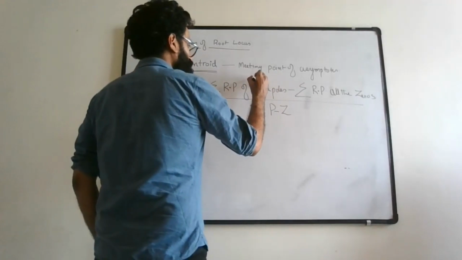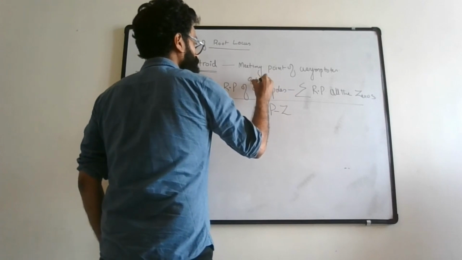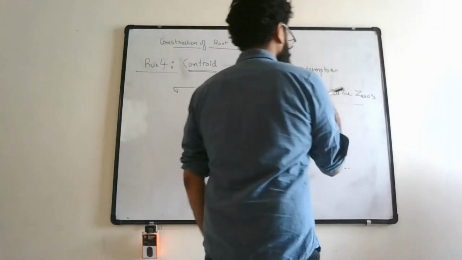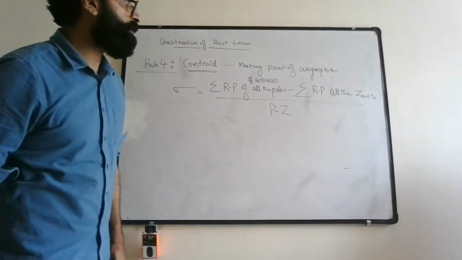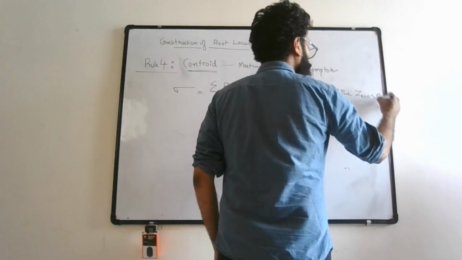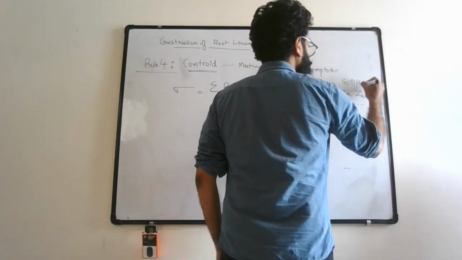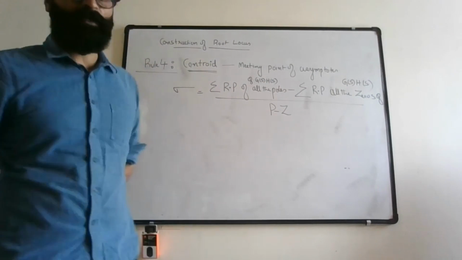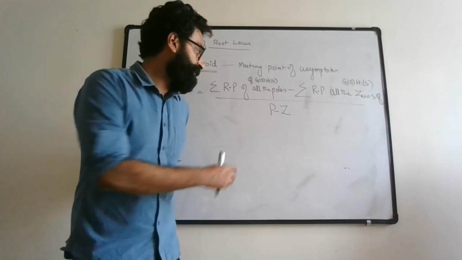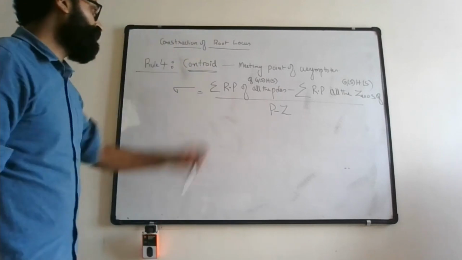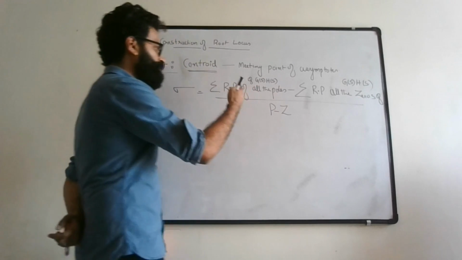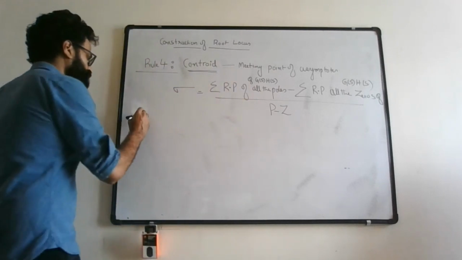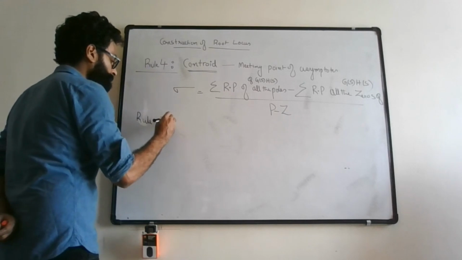Poles of what? Real part of poles of the open loop transfer function, G(s) H(s). The second part is minus the summation of the real parts of all the zeros of G(s) H(s), divided by P minus Z. I have already mentioned what P is: P is the number of open loop poles and Z is the number of open loop zeros. So it is pretty straightforward. Now you can substitute all the real parts and find the centroid. Pretty simple.